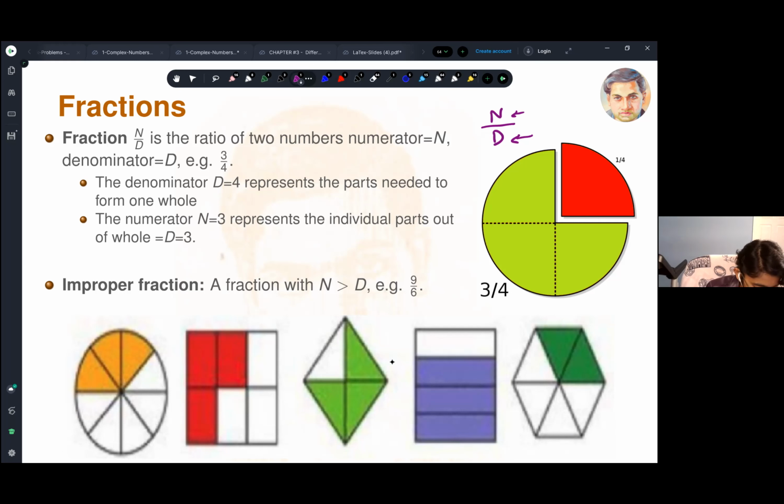For example, we have 3/4, and what that means is out of 4 parts, you're taking 3 parts. As you can see on the right, we have a diagram. You take a circle, you divide it into 4 parts like this, and then you take out 3. So 1, 2, and 3 parts. That's 3/4 of the entire circle.